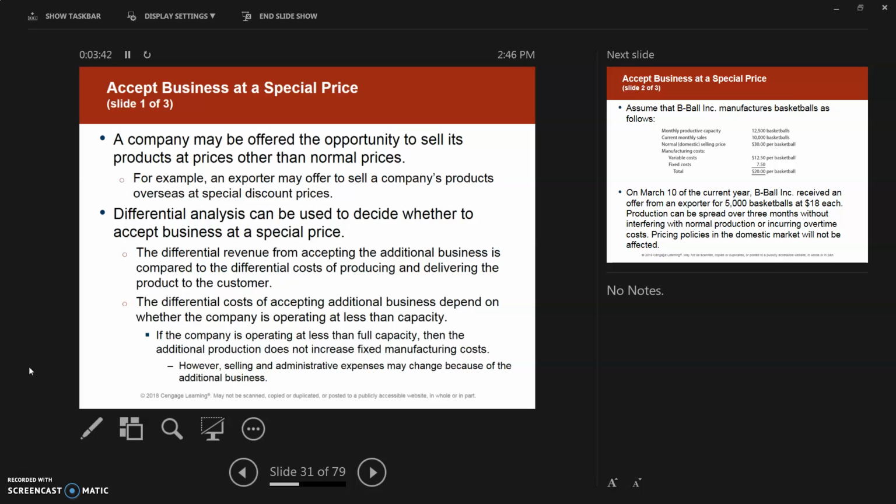That means you have a company that manufactures an item, and they get an offer from some other entity where they want to buy a bulk of your product, but at a price lower than what you would sell it for in the stores. So let's look at an example. Actually, we go straight to the example.